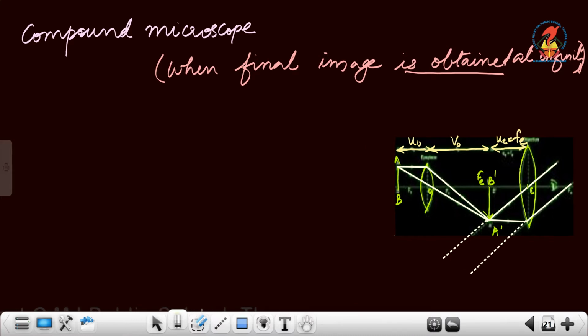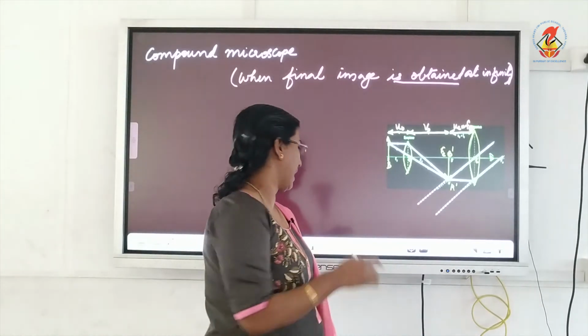Now u0 is the object distance of the objective, v0 is the image distance of the objective, ue, which is equal to fe, is the object distance of the eyepiece, and remember, all the distances should be taken from the optic center of the lens.